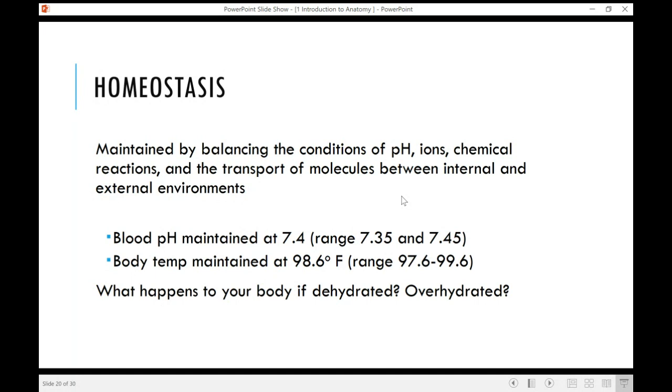Our body temperature is maintained at about 98.6. We can range from 97.6 to 99.6 as sort of that normal temperature. Anything outside of that, there's a reason that our body moves the body temperature outside of that range.